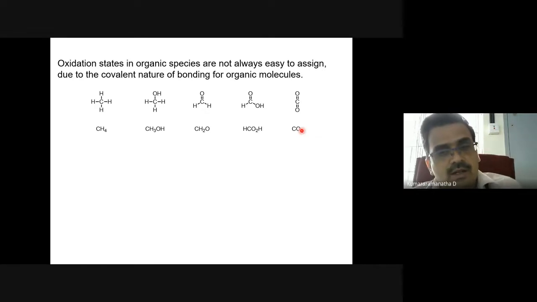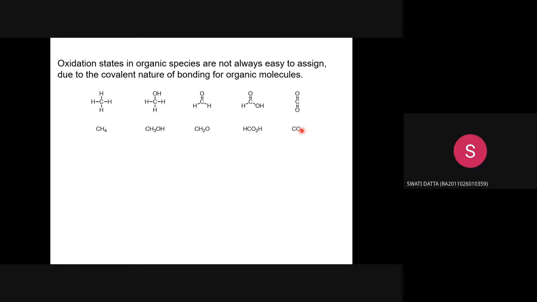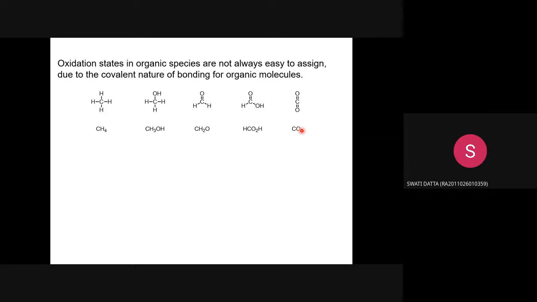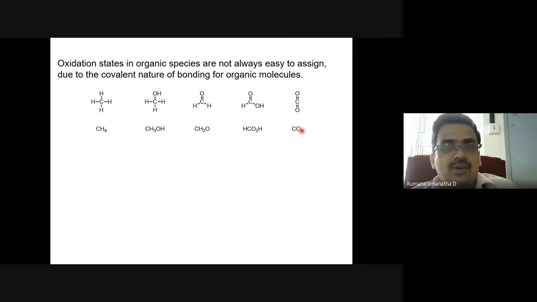What will be the oxidation state of carbon in CO2? Plus 4. And what about carbon in methane? Plus 4 is right, Swati. In methane, what do you think the carbon is? Minus 4. Yes, minus 4. Okay, so now I hope you understood why I asked this question. You people have told plus 4 for this and minus 4 for this.